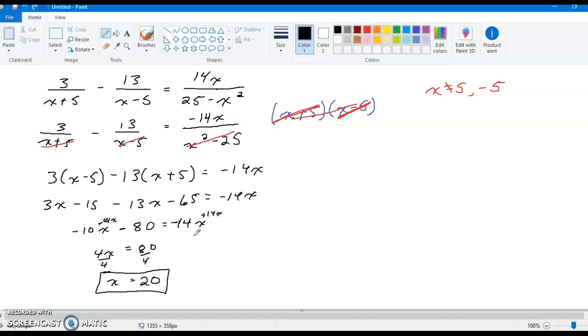So x isn't 5, x isn't negative 5. Let's give this a try and see if it works out. I'm just going to plug that in. So everywhere we see x, we're now putting in the new potential solution.